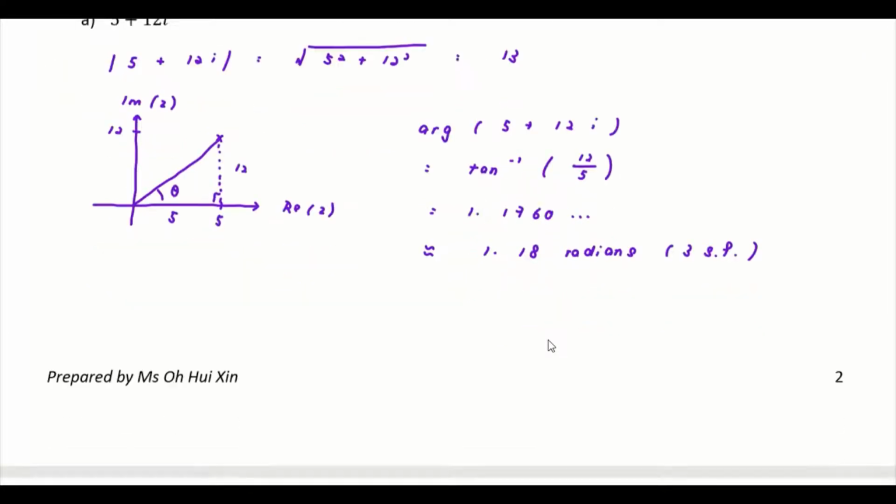Okay, so we try to look at part b, negative 3 plus 4i. Same thing for the modulus. You can try to do it by yourself. So square root of negative 3 squared plus 4 squared. So the answer is 5. Okay, so for the argument, same thing.